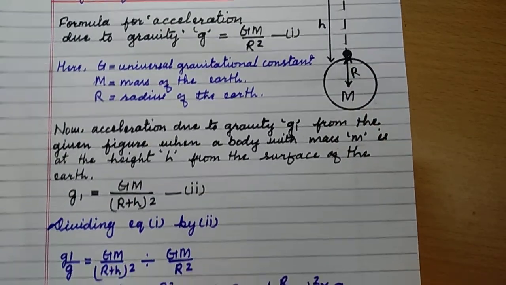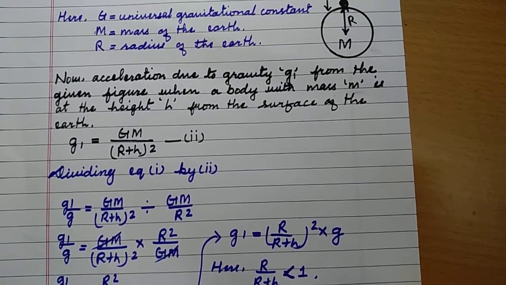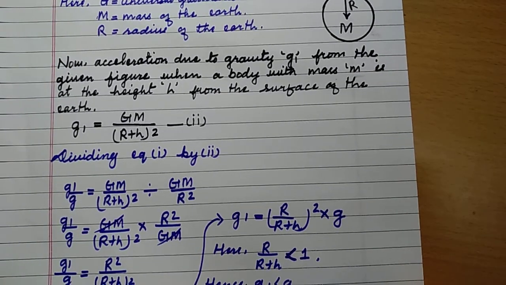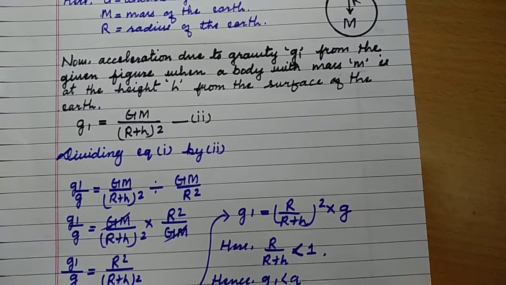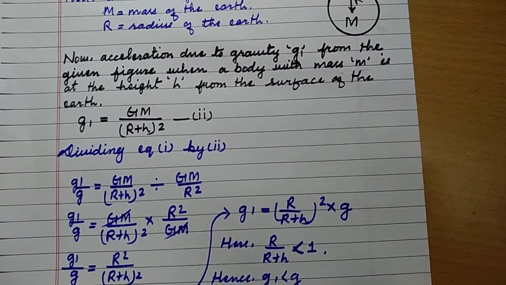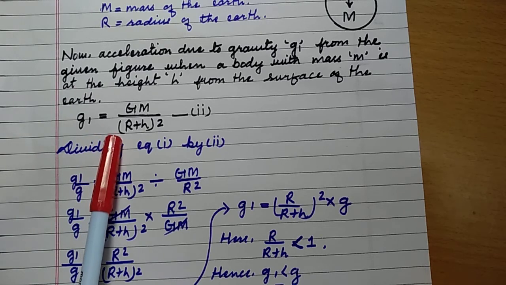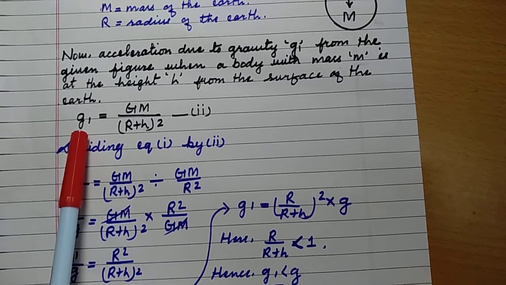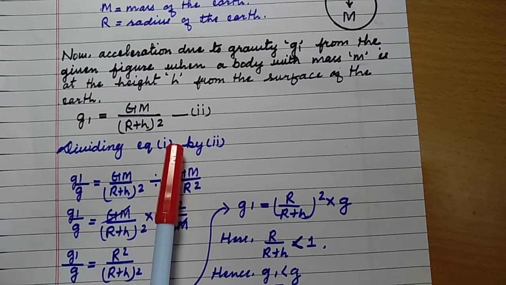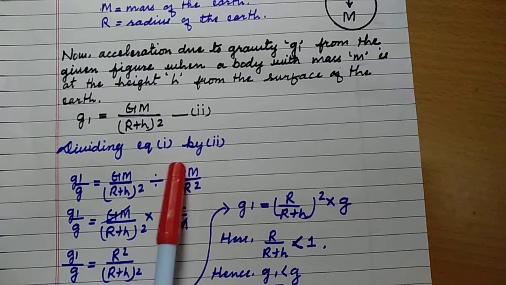Now we are going to find the value of g dash. Then what is the value of g dash at the height, if it is not g? So we are going to find that. How to find that? We can find it by comparing this with g, comparing g dash with g. By comparing, it means dividing, finding the ratio.